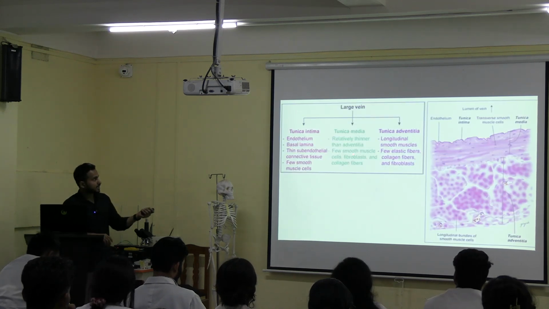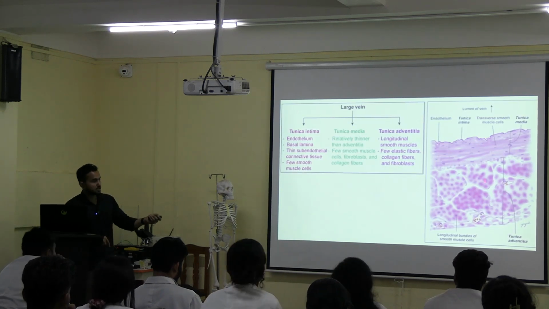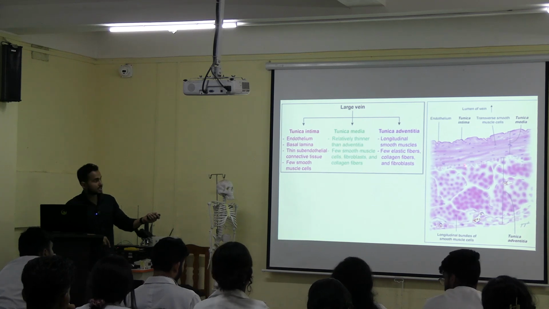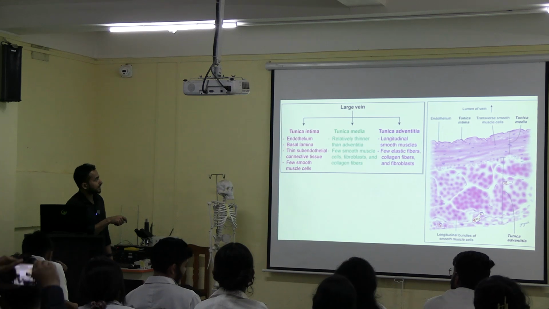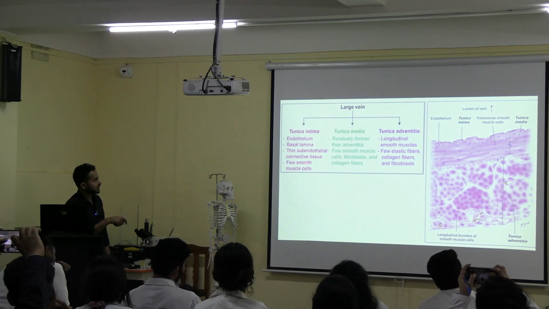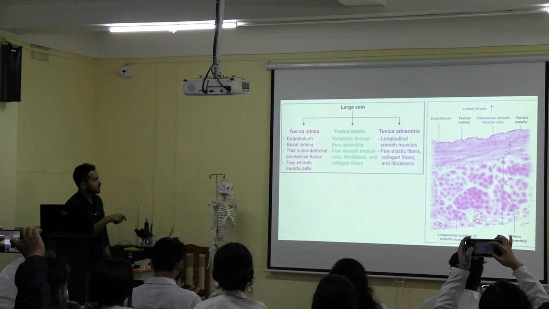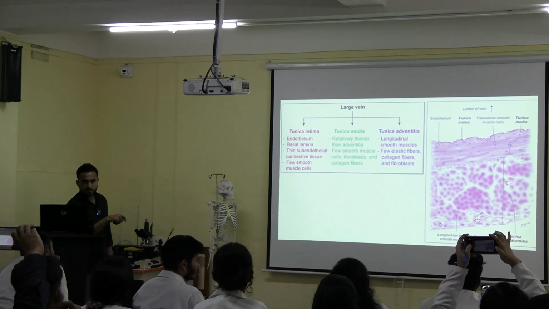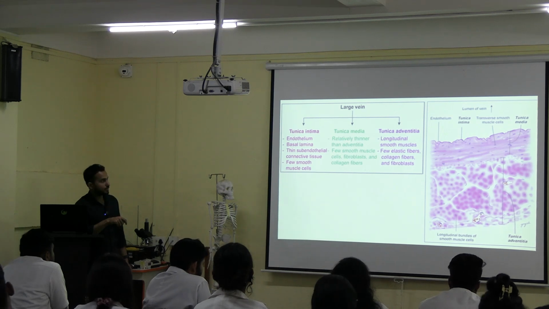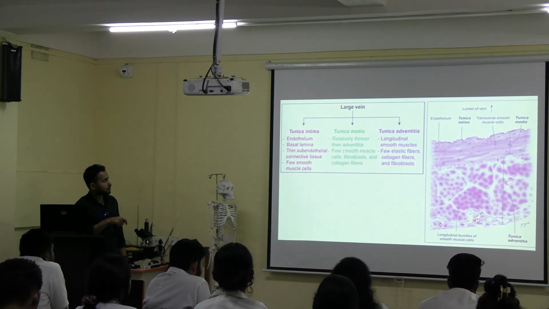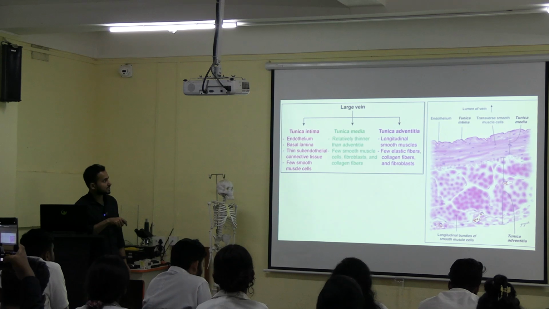Now here you can see the diagram of the large vein. So this is the drawable diagram. Okay, this diagram you have to draw. Now you can see tunica intima, endothelium, basal lamina, subendothelial connective tissue, few smooth muscle cells. All those things are visible in case of large vein. Tunica media is relatively thinner as compared to the tunica adventitia. Few smooth muscle, fibroblast and collagen fibers are present.